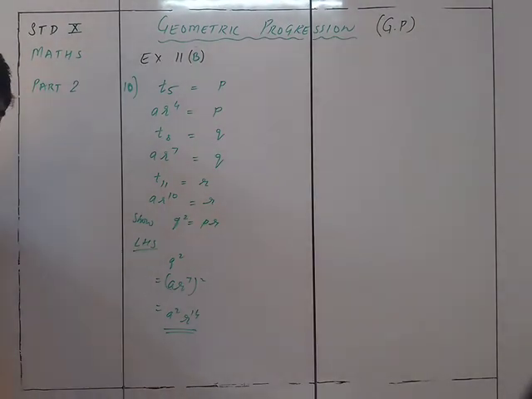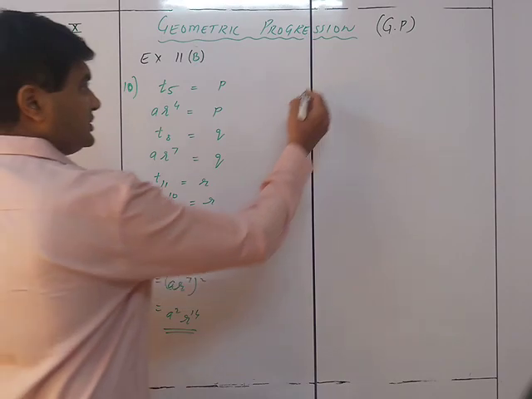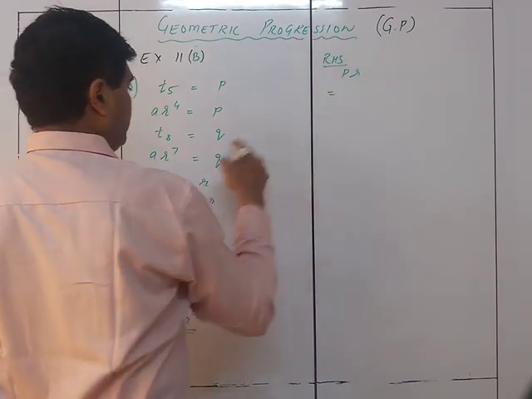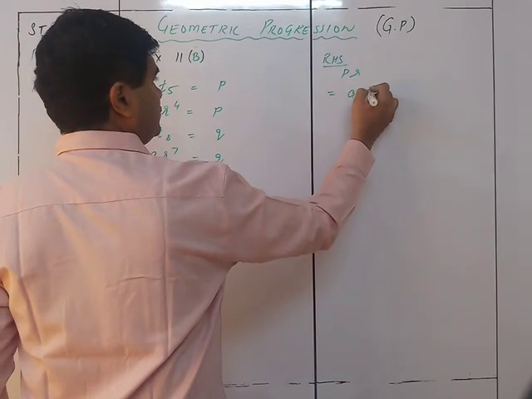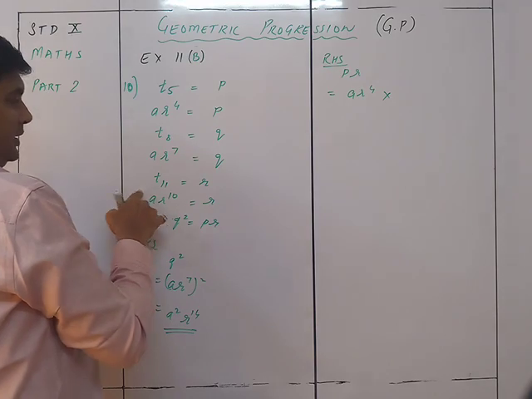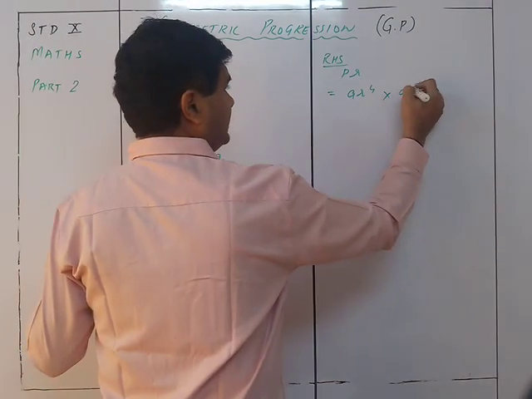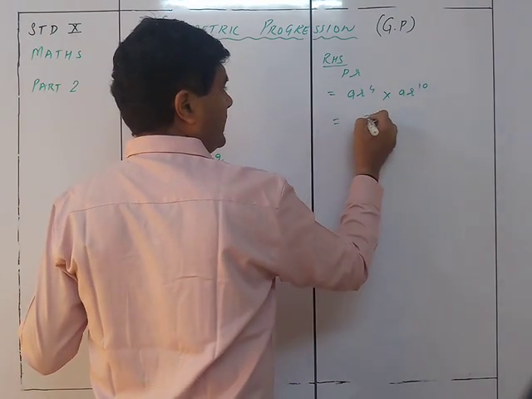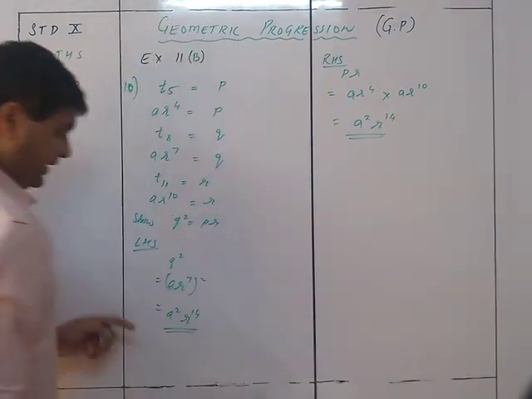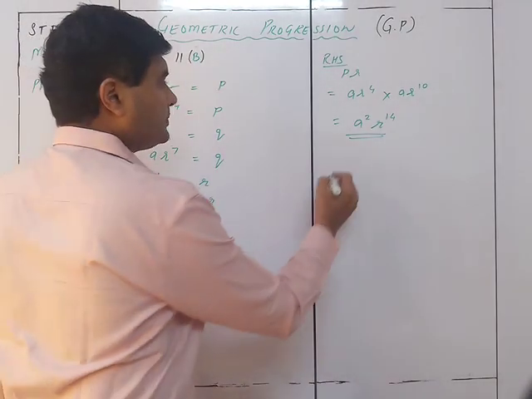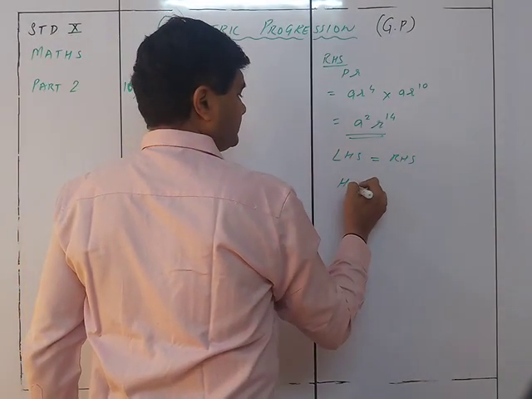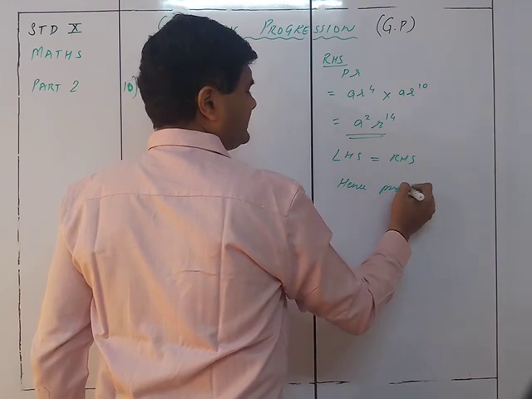Okay. And now we are going to take the RHS. So RHS is PR. So what is P? P is ar raised to 4 into R, which is ar raised to 10. So that will be a square r raised to 10 plus 4, 14. So you can see LHS is equal to RHS. Hence proved.